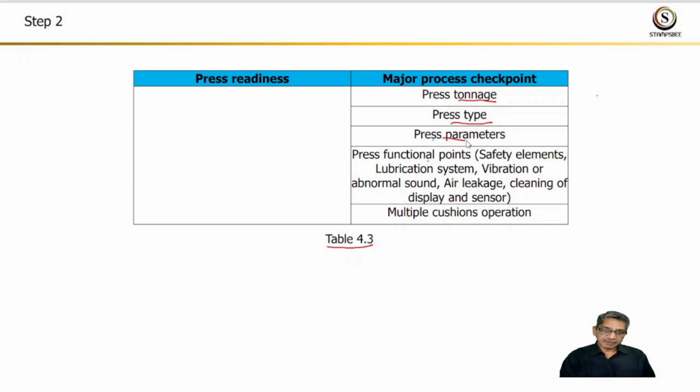Press parameter. They should be maintained within specification and monitored on a weekly basis or as and when required. Press functional points. They should be monitored on a daily basis and recorded. Multiple cushion operation. They should operate in a synchronized way.